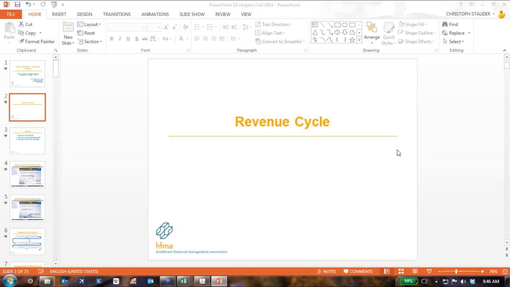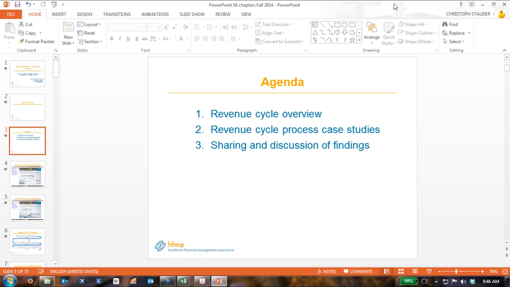So let's go and look at the revenue cycle here in terms of an overview first. We're going to do an overview. I'm going to walk us through some case studies, and I'm going to rely on you to use the chat area to participate and ask questions, and Brad and Sean and Martha will hopefully interrupt me and make sure I ask the questions.